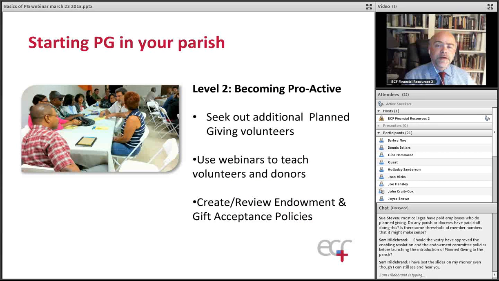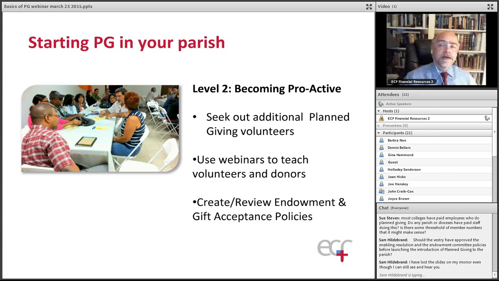As you begin to develop your planned giving efforts at your congregation, you will likely want to become more proactive. And the next step in that effort is to put in place endowment and gift acceptance policies. I actually recommend that you do it immediately. It can run concurrently with just the very beginning of your planned giving effort. And tonight can be the night that you start this by contacting us at ECF for endowment and gift acceptance policies, which we're happy to share with you.